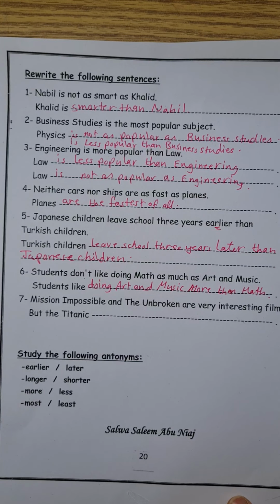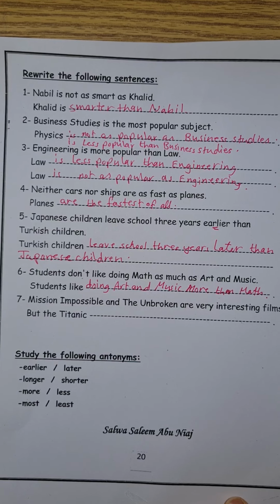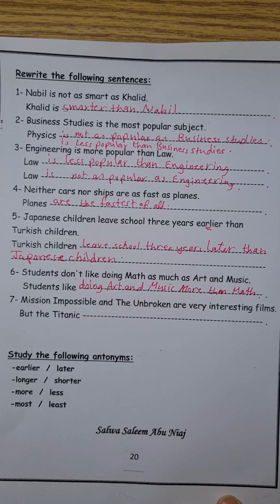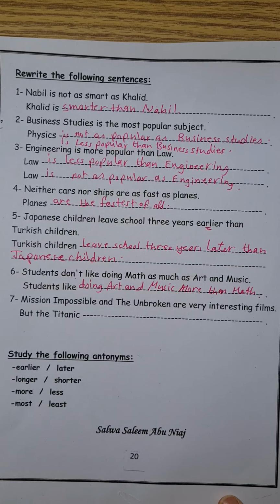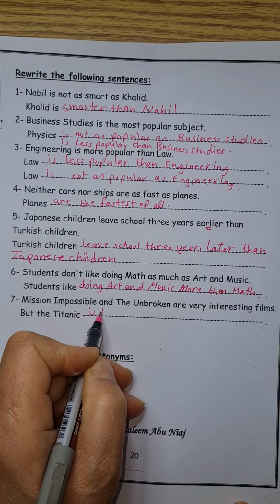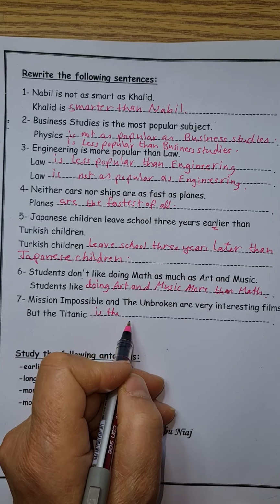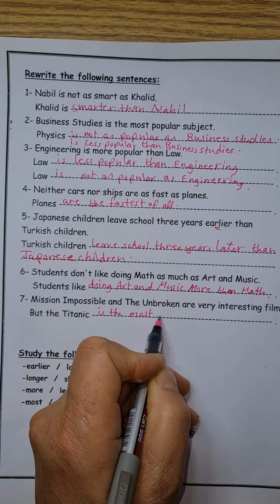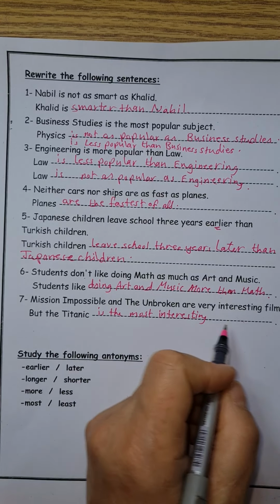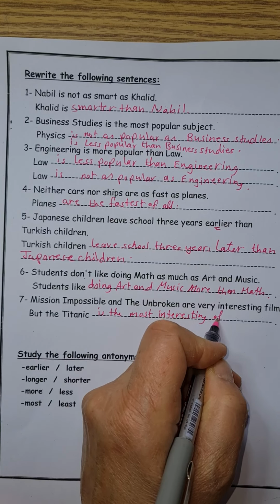Now let's move to number 7. Mission Impossible and The Unbroken are very interesting films. But the Titanic, here I'm comparing between more than 2. Mission Impossible number 1, The Unbroken number 2, and the Titanic number 3. Then I have to use what? I have to use the superlative. So the Titanic is the most interesting film or the most interesting of all.